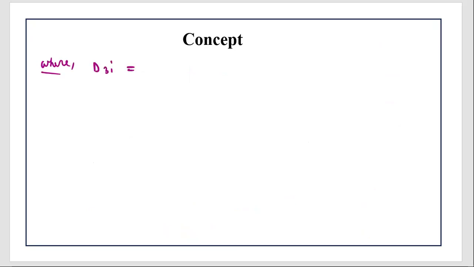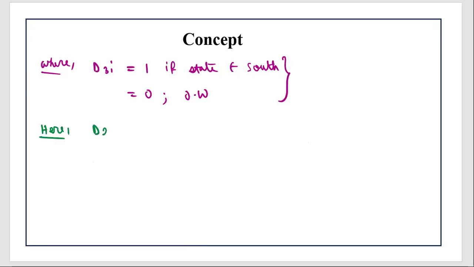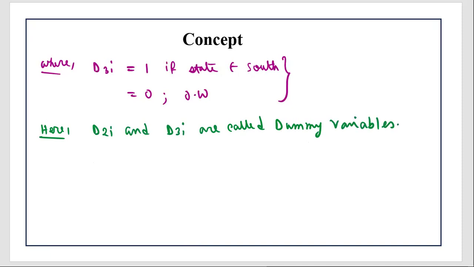This is the first dummy variable, and let us define the second dummy variable as well, d3i. This is another dummy variable. It will take the value 1 if the state belongs to the south region, and it will take the value 0 otherwise. So for northeast region and for the west region, this dummy variable d3i will take the value 0. So here d2i and d3i are nothing but dummy variables, right? They are the dummy variables.